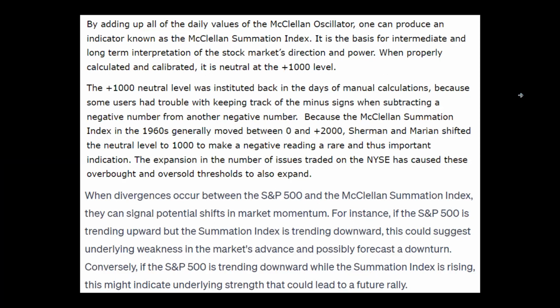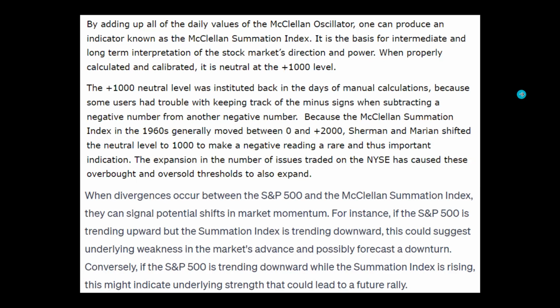By adding up all of the daily values of the McClellan oscillator, one can produce an indicator known as the McClellan Summation Index. It is the basis for intermediate and long-term interpretation of the stock market's direction and power. When properly calculated and calibrated, it is neutral at the plus 1,000 level. Now, the plus 1,000 neutral level was instituted back in the days of manual calculations because some users had trouble keeping track of the minus signs when subtracting a negative number from another negative number.